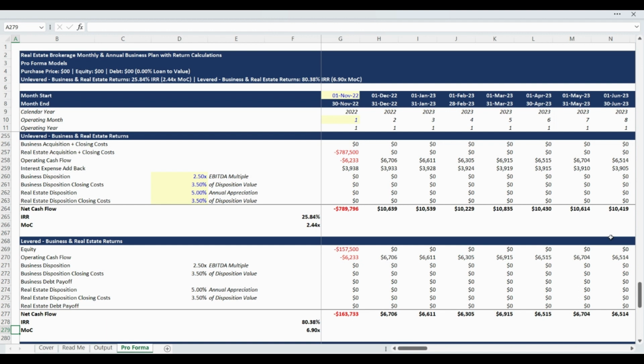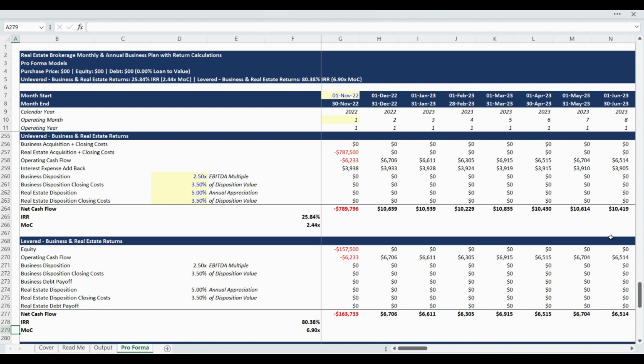The first return section is from the perspective of an investor-owner not taking a salary on an unlevered basis. Inputs are included in this section that are then applied to all other return analysis. The first assumption is for the business disposition multiple in cell D257. This assumption will generate the disposition value by multiplying the annual earnings before interest, taxes, depreciation, and amortization by the multiple assumption. The business disposition closing costs assumption as a percentage of disposition value is input in cell D258.